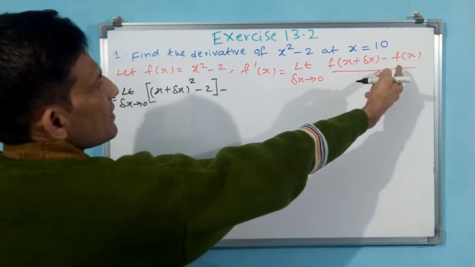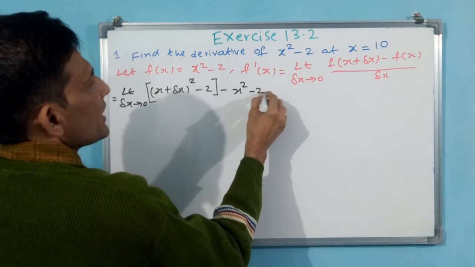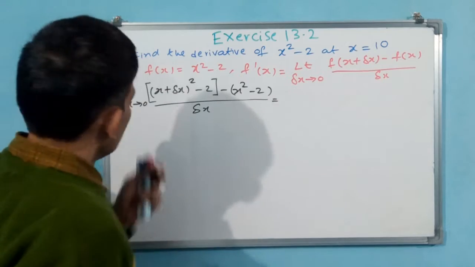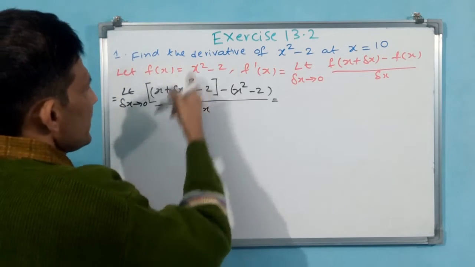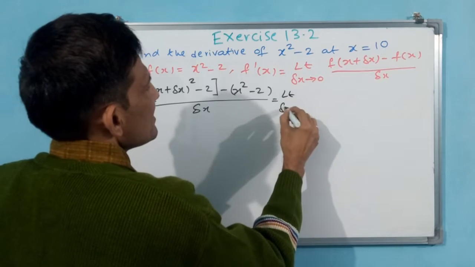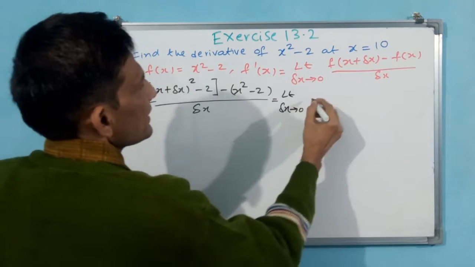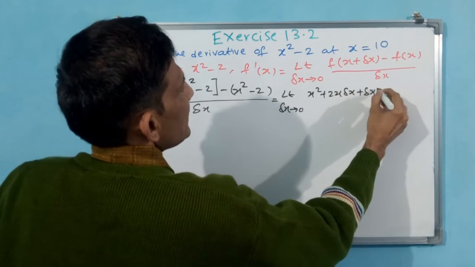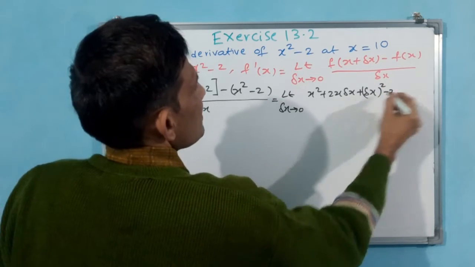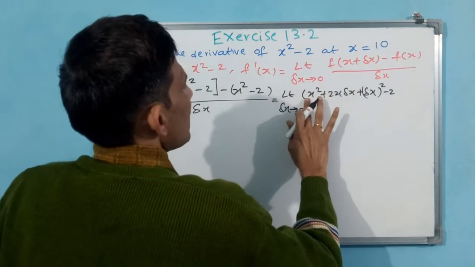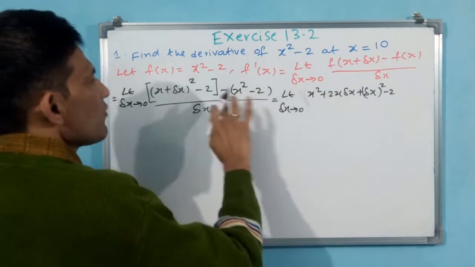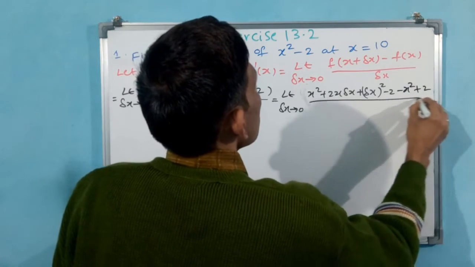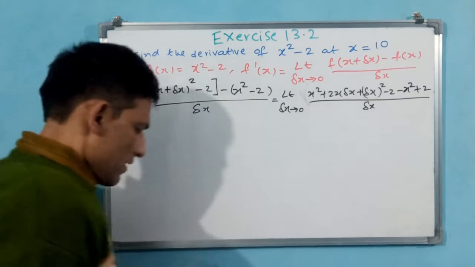Okay, minus again f of x, you have to write x square minus 2, divided by delta x, that is equal to, you open this, what we can say, not opening, expand, x square plus 2x delta x plus delta x square minus 2, or I can write directly now. Why? Because I am opening this bracket. Minus x square plus 2, whole divided by delta x. Okay? Okay.